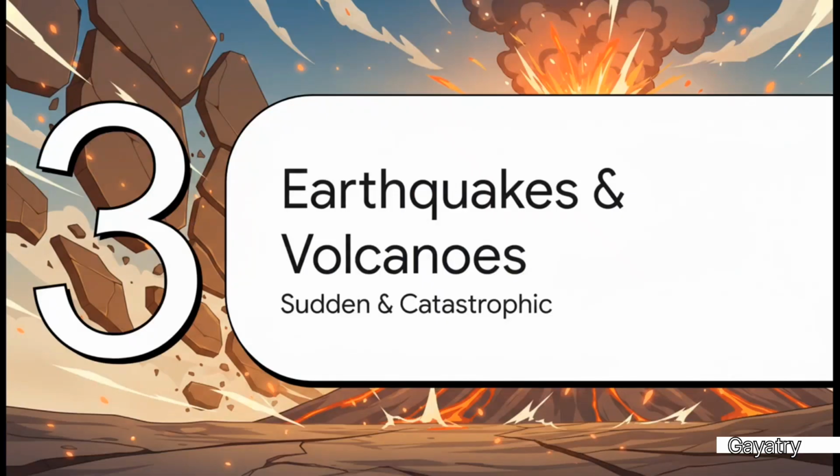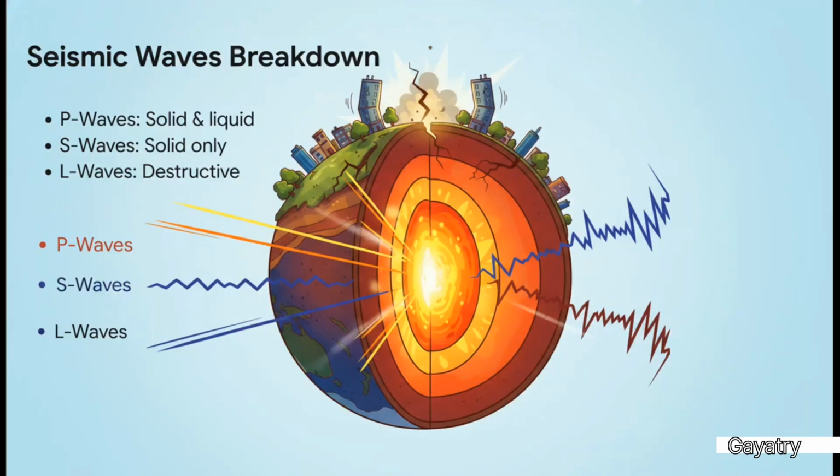What happens when these massive, shifting plates get stuck and finally snap? The results are incredibly sudden and often catastrophic. When a plate snaps, it releases a massive amount of energy in the form of seismic waves. And actually analyzing how these waves travel is exactly how scientists figured out what the inside of the Earth looks like.